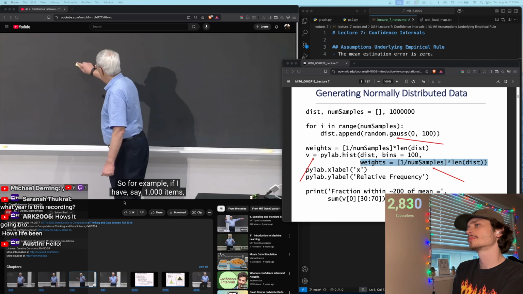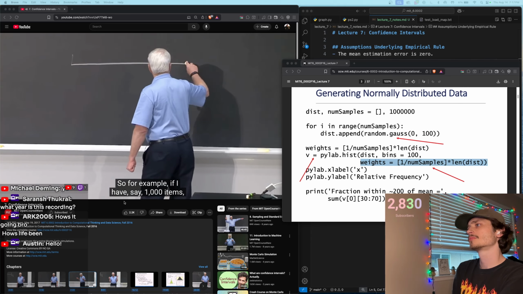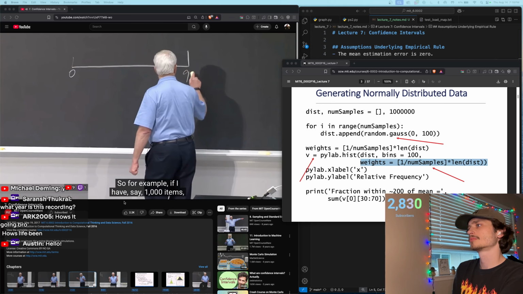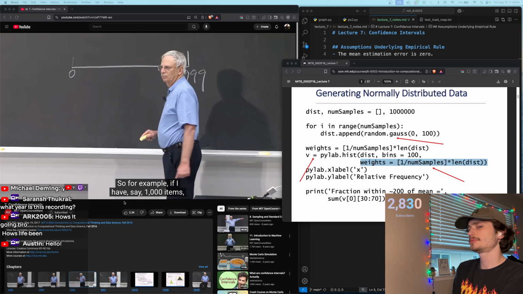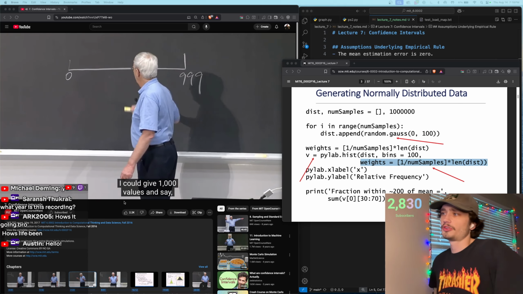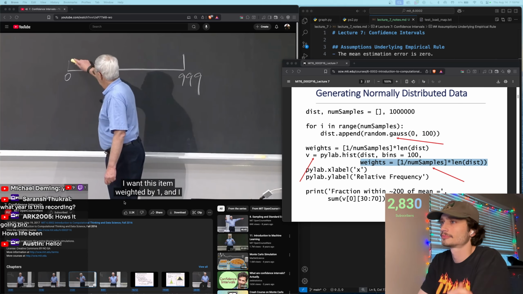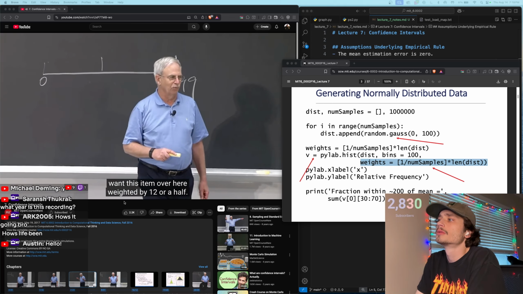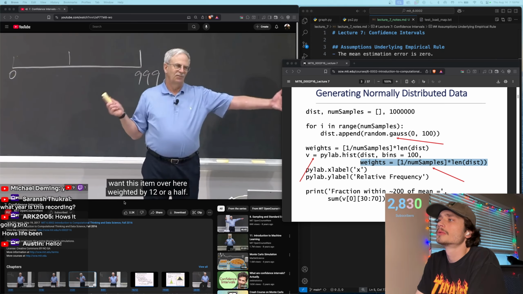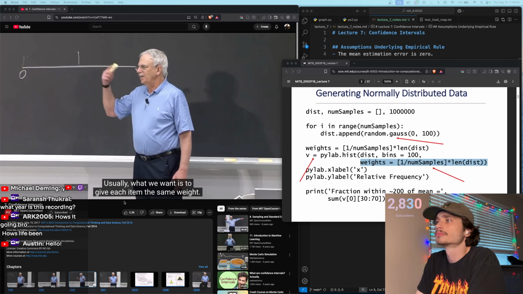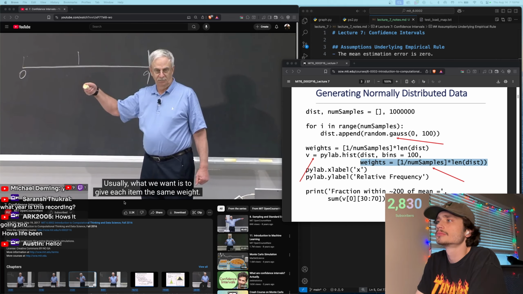So for example, if I have, say, 1,000 items, I could give 1,000 values and say I want this item weighted by 1, and I want this item over here weighted by a half. We rarely do that. Usually what we want is to give each item the same weight.